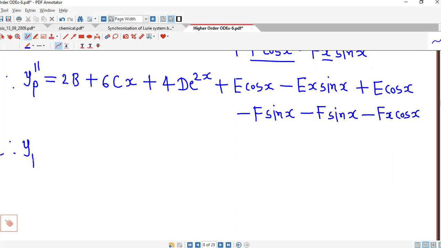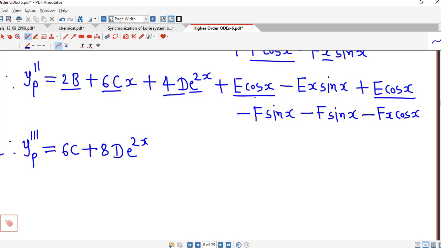We again differentiate with respect to x, so yp triple dash equal to derivative of 2b is 0, it is constant, derivative of 6cx is 6c as it is, derivative of x is 1. Here derivative of e raised to 2x is 2 times e raised to 2x, so we will have plus 8d e raised to 2x. Here we can have addition of these two, which is 2 times e cos x. Okay, I can remove this, and here I can write twice e cos x. Similarly here I have f sin x 2 times, so I can remove this part.